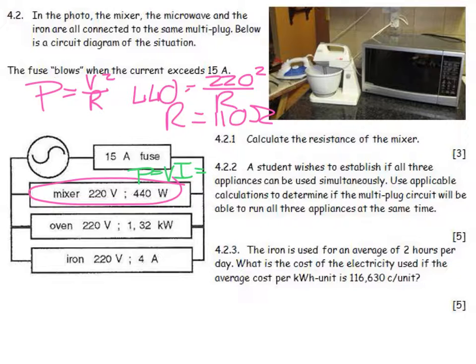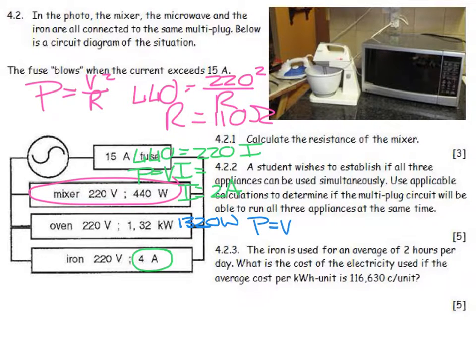Power is 440. V is 220. And therefore I in the top branch is equal to 2 amps. I in the bottom branch is equal to 4 amps. Let's see what's going on in the middle branch. We've got 1,32 kilowatts, which is 1,320 watts.